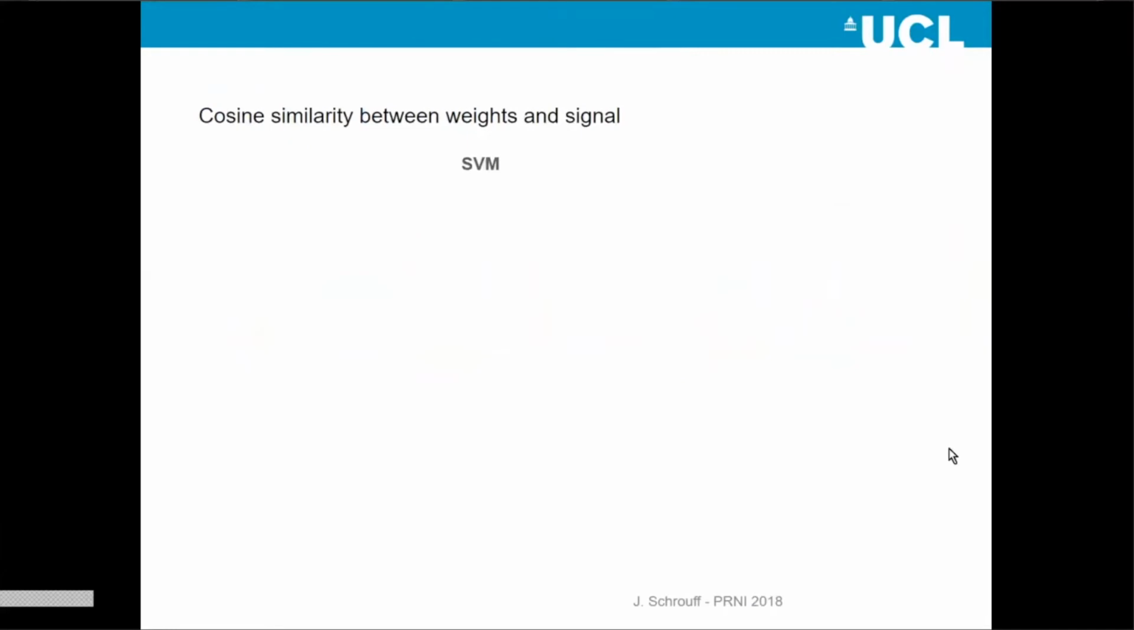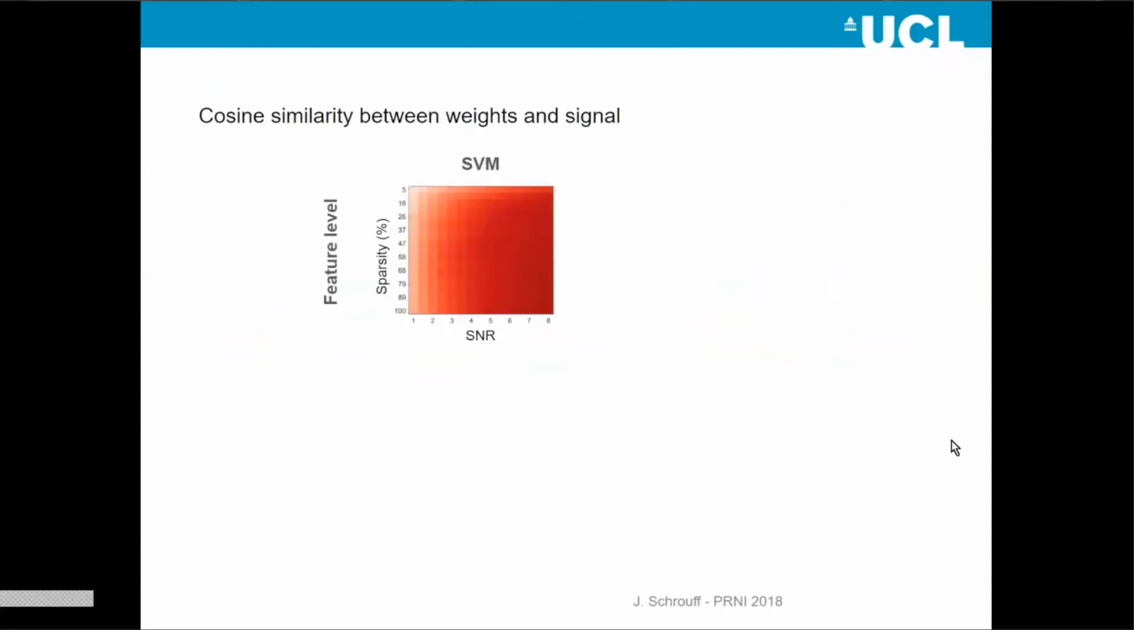And now if we look at the cosine similarity between the weight and the signal, if we concatenate all the weights across all the channels and time points, so for SVM, what we see is at the feature level, we vary the sparsity, we vary the signal-to-noise ratio, and we see that the cosine similarity is better in this area here, where you have a high signal-to-noise ratio, and also the signal is more distributed.